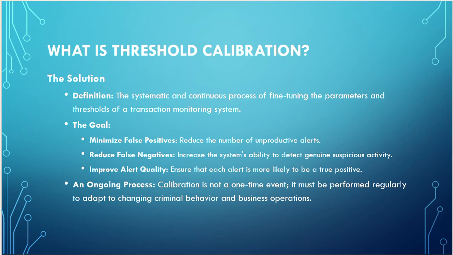That's why we are doing the threshold calibration of the transaction monitoring system. And it is an ongoing process; calibration is not just a one-time event. We should do the calibration once a year, or every 18 months, and it must be performed regularly to adapt to changing criminal patterns, business operations, and new techniques. We need to evolve and do the calibration in a new way.